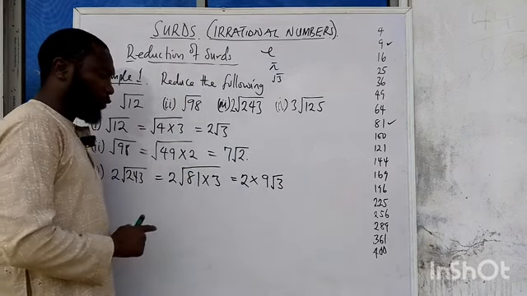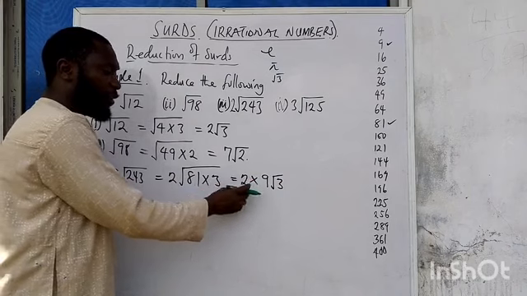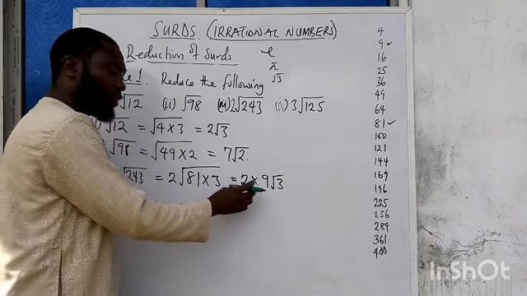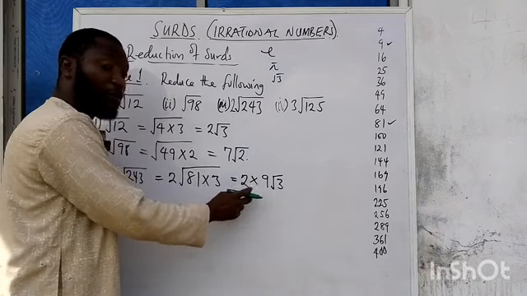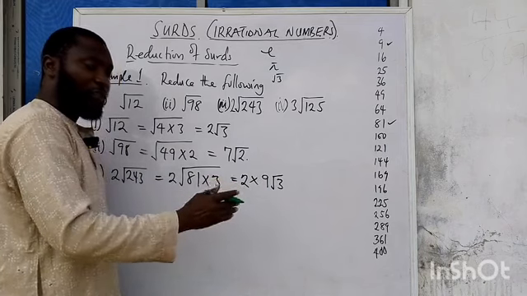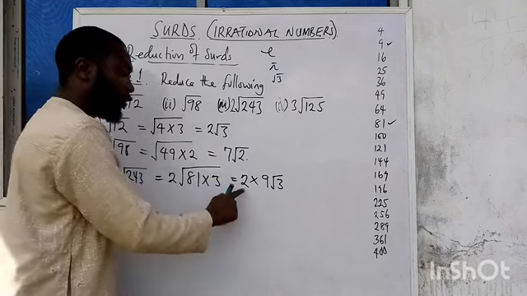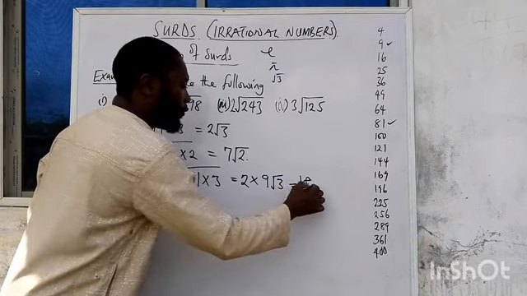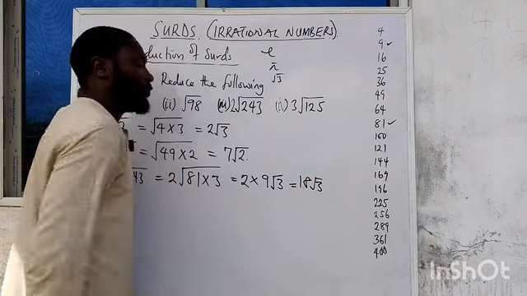Now, please take note, you don't multiply the number you have inside the root with the one outside. It's only those that are outside that you can multiply together, while those numbers in the root can also be multiplied together. So now 2 times 9, that is 18 square root of 3.